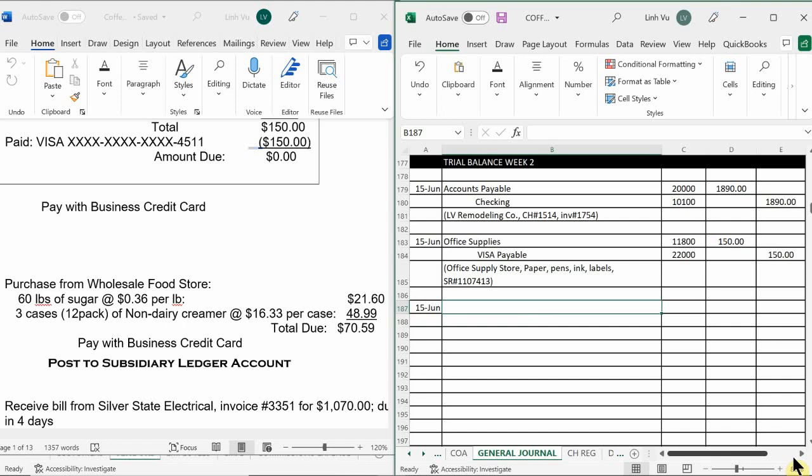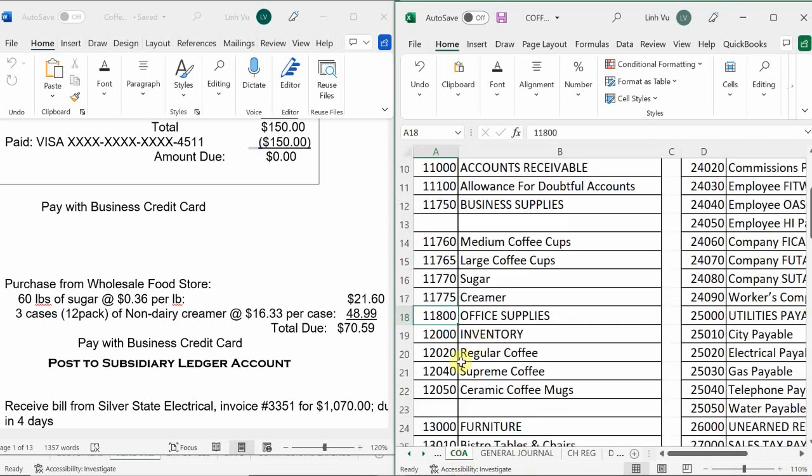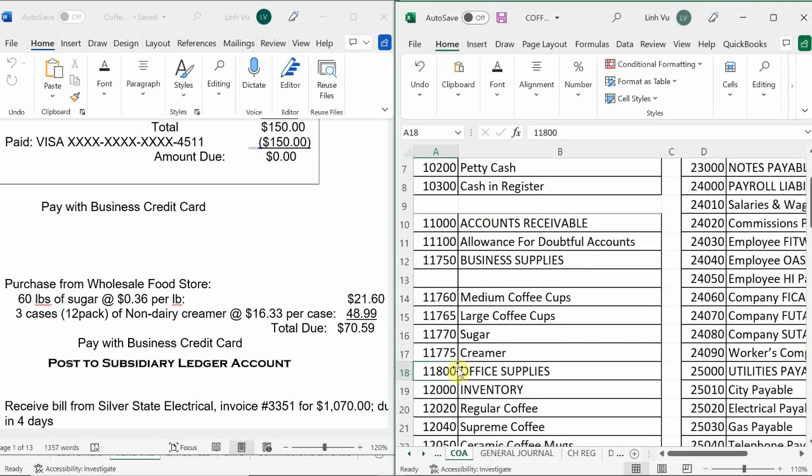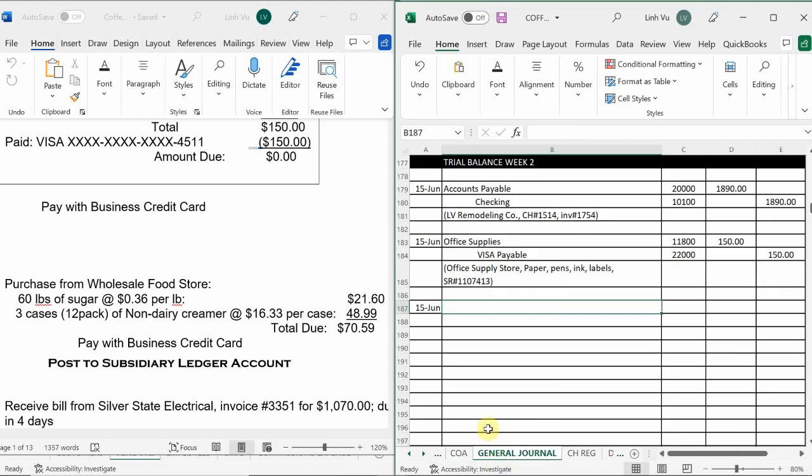You have a sugar account? We have a sugar account, right? So let's take a look at my chart of accounts. So I have a sugar account. What else do I have? I have a creamer account. So 1177 and 1177.5. Okay. So am I going to journalize that first or last? First. First. So we got sugar, right? 11,770. And we got creamer for 11,775.